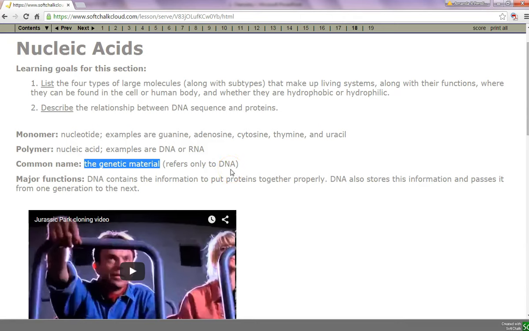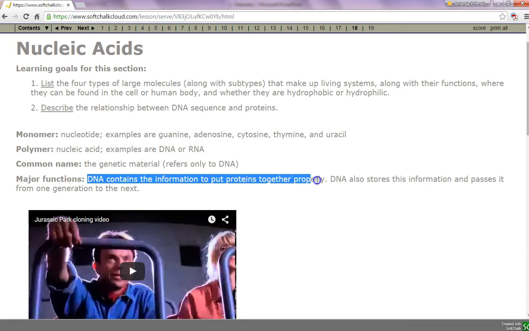How does it do it? Okay, this is important, and I really want you to get this, is that DNA contains the information on how to put together proteins. Remember, proteins do almost everything in the cell. And so how does a cell know how to put together proteins? It does it because DNA contains those instructions.